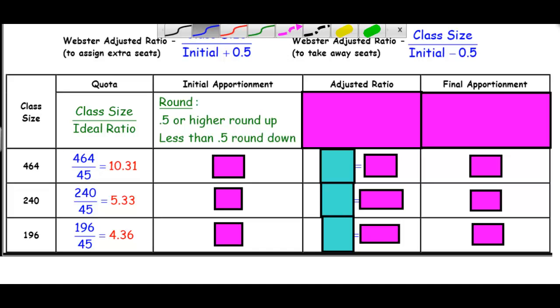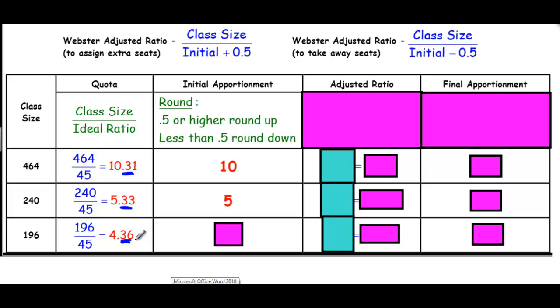So if we take a look here, over here my decimal value is 0.31. Okay, well 0.31 is less than 0.5, so we would round down. And you guys are rounding down then to the nearest whole number, so that would be 10. My next one is 0.33. So if you look here, 0.33, we would also want to round down, so that would round down to 5, the nearest whole number. And this last one here is 0.36, which is also less than 0.5, so we'd also round that down, so I go down to 4. Okay? Alright, so we always want to make sure that we do a count at this point. This is 19. Now remember, we had 20 total seats, so we are 1 short, meaning I have to add 1 seat to somebody's. Alright, so Webster method says we then do the adjusted ratio.